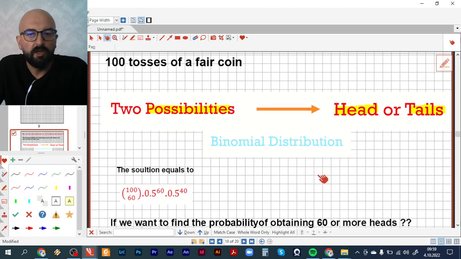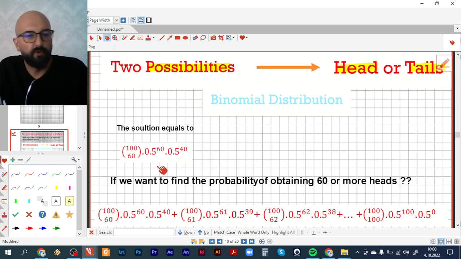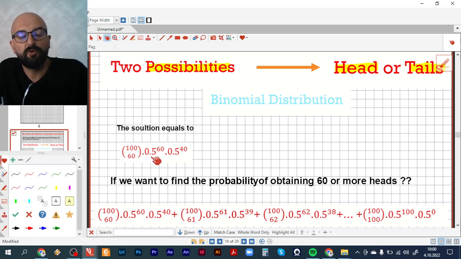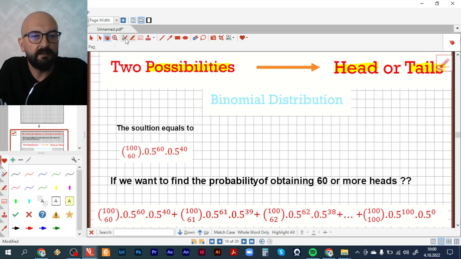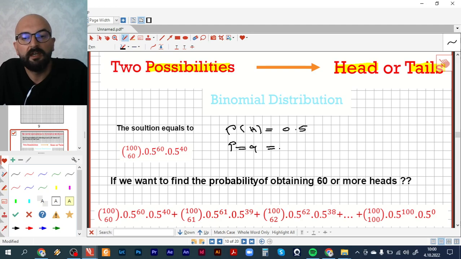And if we want to compute exactly 60 heads, we will compute in the binomial distribution formula: combination 100 to 60 multiplied by 0.5 to the 60 and 0.5 to the 40. Heads probability is 0.5, and tails probability, which means q, is 1 minus 0.5, so 0.5.